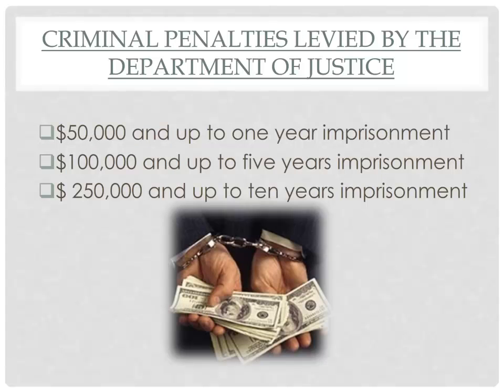The Department of Justice also levies criminal penalties for HIPAA violations. If you didn't know or were found to have reasonable cause for the violation, you could be fined up to $50,000 and up to 1 year in prison. If you are found to have known of the violation and then lied about it, it's a $100,000 fine and 5 years in prison. If you are found to have violated HIPAA for personal gain or for malicious reasons, then the penalty increases up to $250,000 and up to 10 years in prison.